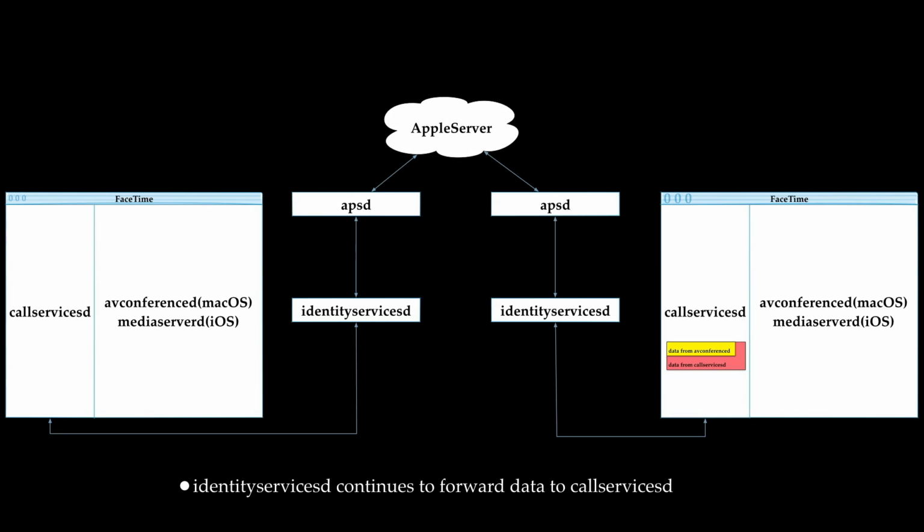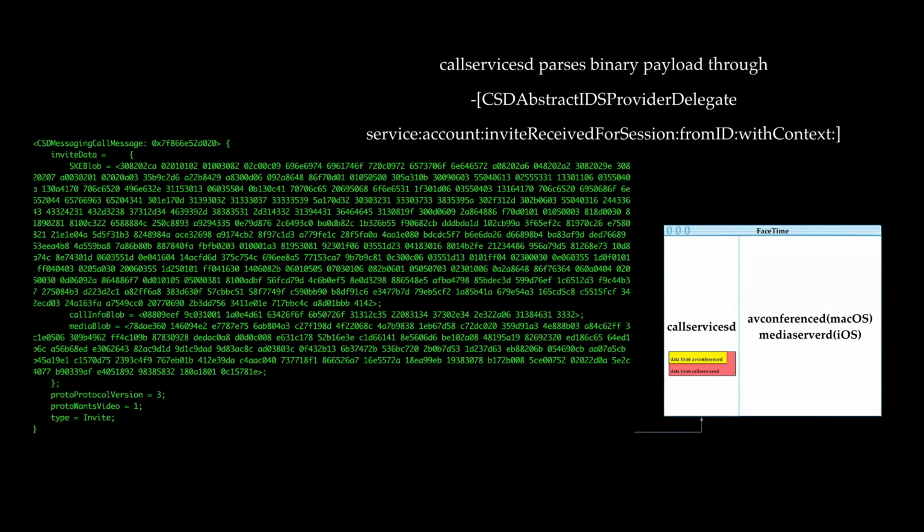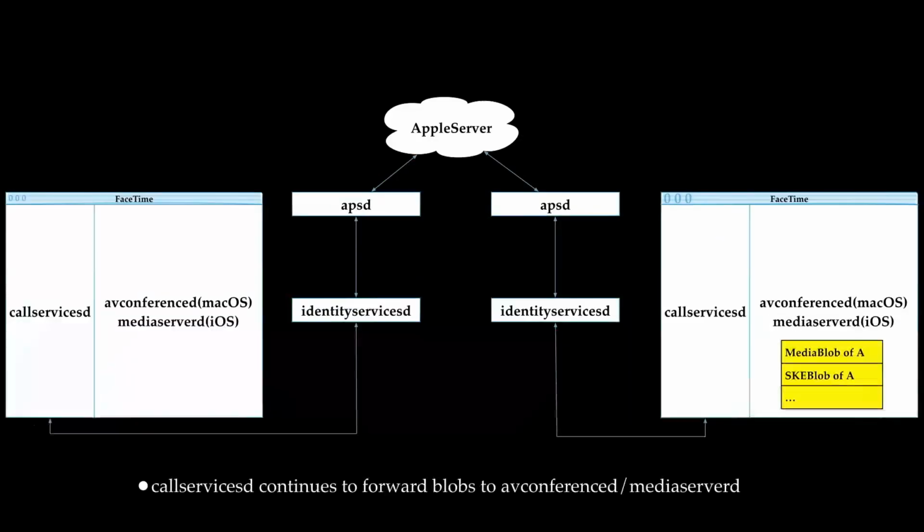And then IDS Service D will continue to forward the data to CoreService D. CoreService D will parse the binary payload through a function, and after parsing, it looks like an NS dictionary. And then CoreService D will continue to forward the blobs to AV Conference D or Media Server D on the remote side. And we can see here that the AV Conference D or Media Server D of the remote side has received the blobs coming from the local side.